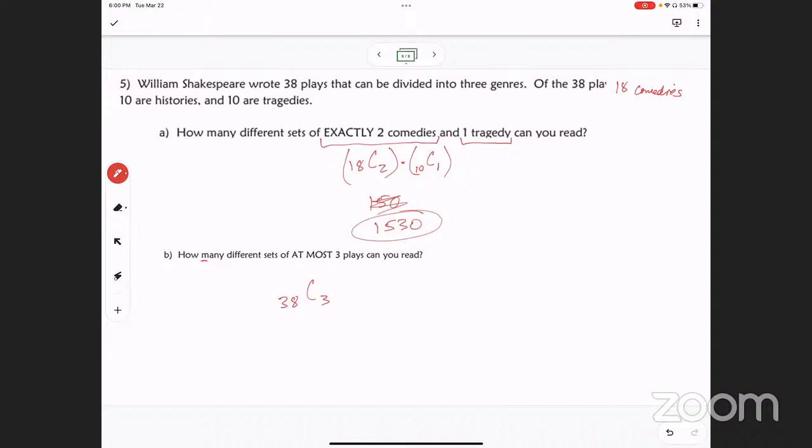Am I adding 38 choose 2, and 38 choose 1, and 38 choose 0? Meaning if you read A, B, and C, that counts different than just A and B, and just A and C, because that's what I'm doing here. And that counts different from just A or just B or just C. So all of these would be counted separately, which I think. So how do I know if I have to add or multiply?